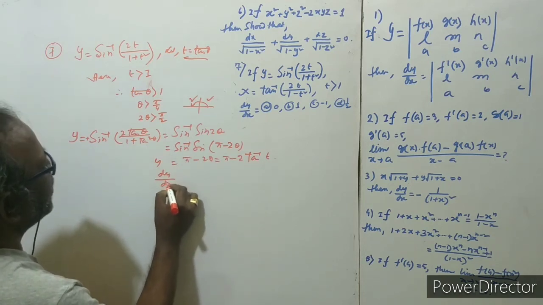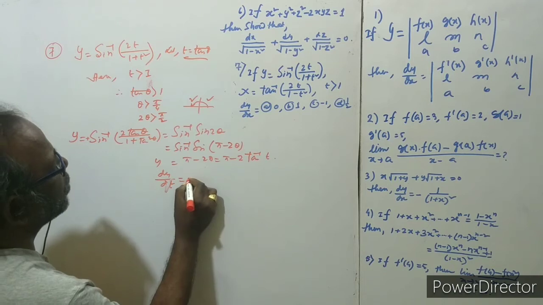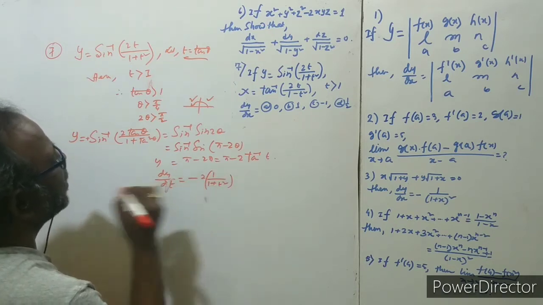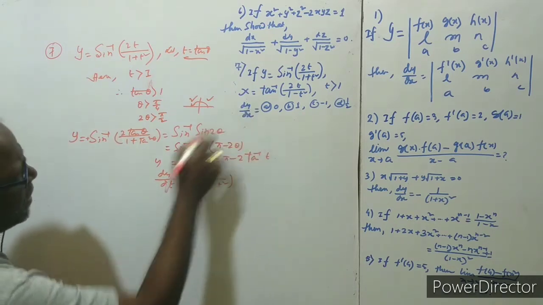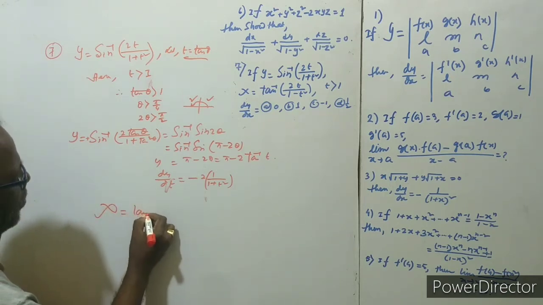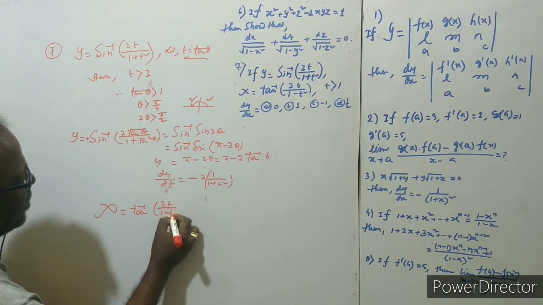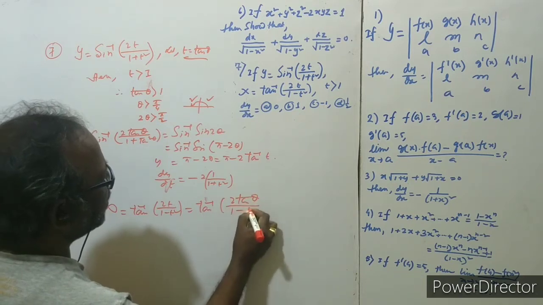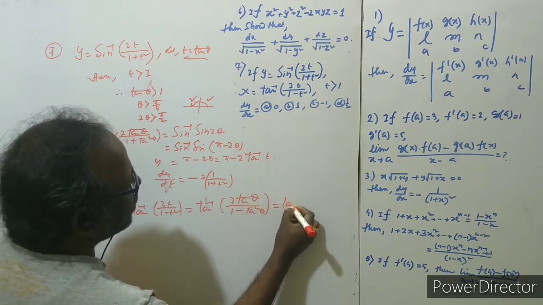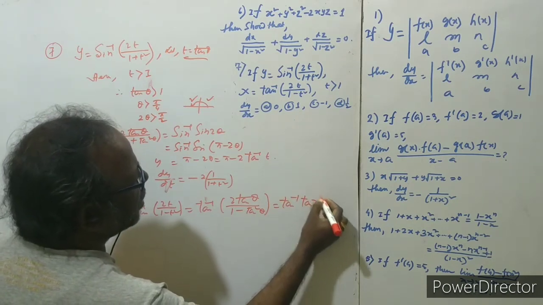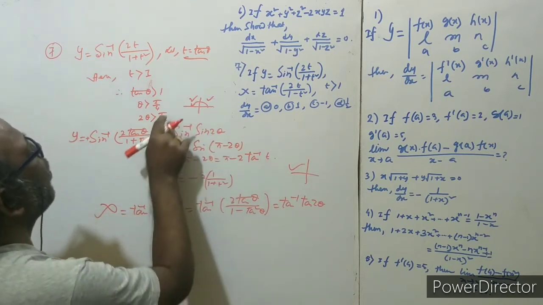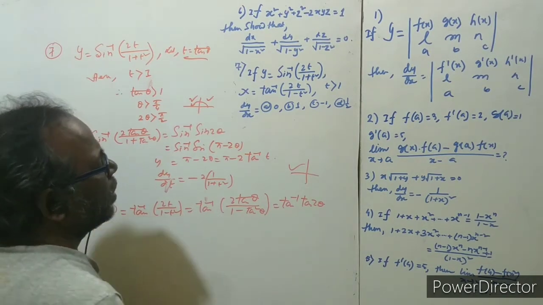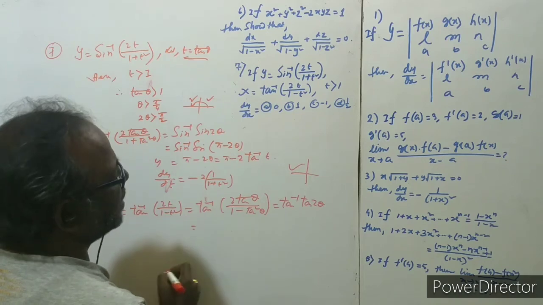So differentiate this with respect to t here, and that is equal to minus 2 by 1 plus t square here. Okay. And now for the second, here x is equal to tan inverse of 2t by 1 minus t square. So you can write here tan inverse of 2 tan theta by 1 minus tan square theta. So that's why tan inverse tan 2 theta. But this is lying in the second quadrant. So from these cases, we see that it lies in the second quadrant. Okay, as you know, that is negative. So how can x be negative?